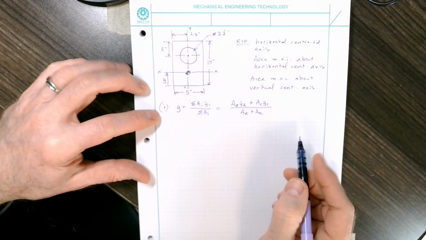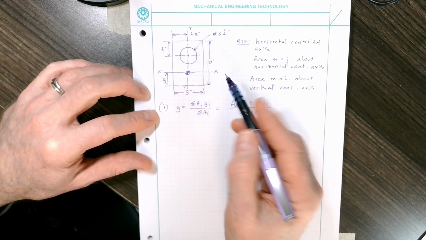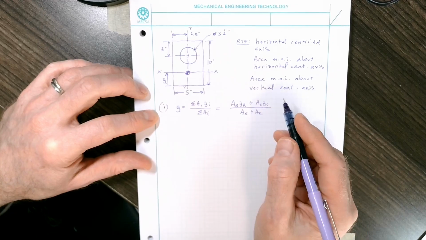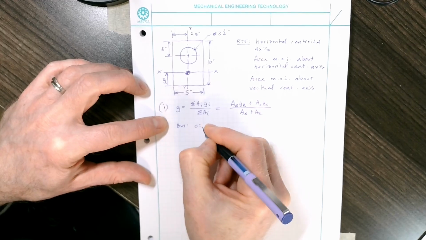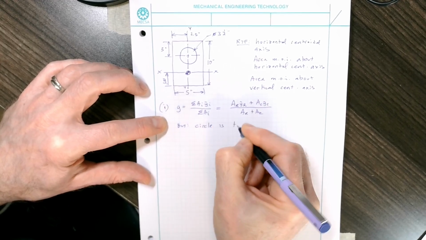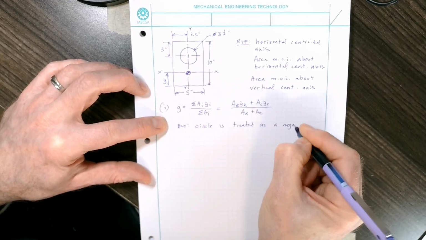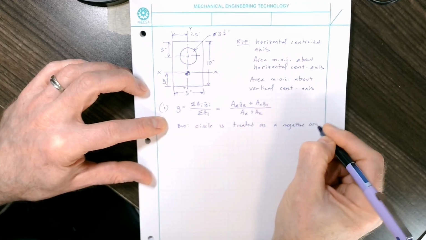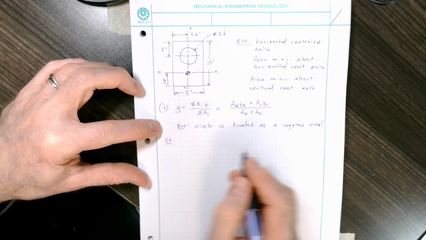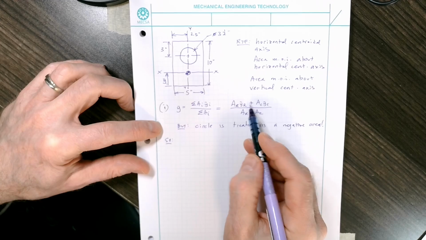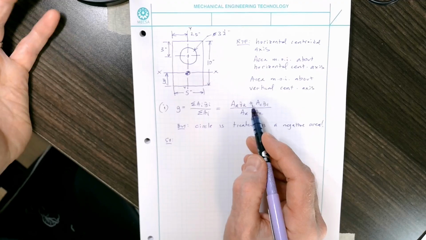Area rectangle plus area circle. The speed bump is this. The circle is a negative area, if you will. It's a void, so it's going to have a negative area. All right. So I'll just say the circle is treated as a negative area. So whether you put the negative there or whether you put the negative in brackets, I'm going to preserve this, but it doesn't really matter how you do it mathematically.